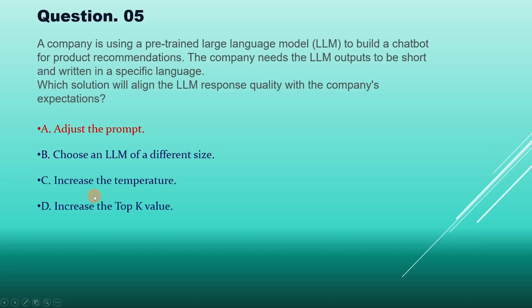Now option C, increase the temperature. Temperature controls the creativity of the output, not the size. If you increase the temperature, it will increase the randomness of the output. It will not impact the size. Now increase the top K value. Top K controls the number of next possible tokens, not the size of the output. So adjusting the prompt only will help us in controlling the size. So option A is correct.